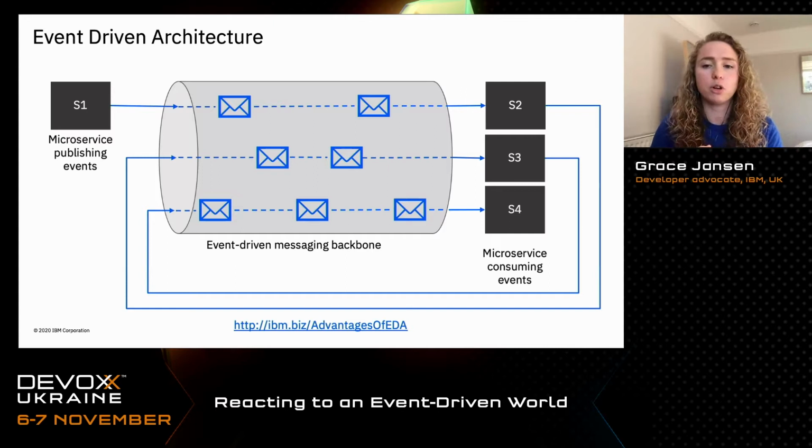Events here, what we're referring to, is really a state change in the system. And so what happens is those events are stored on this event-driven messaging backbone. You can see here we've got microservices that are publishing to that backbone, and we've got microservices that are consuming from that backbone. Some of those microservices, once they've consumed, are also doing some processing and then publishing their own events to that backbone. So it really places events at the heart of the system and enables us to loosely couple these microservices with their exchange of information.